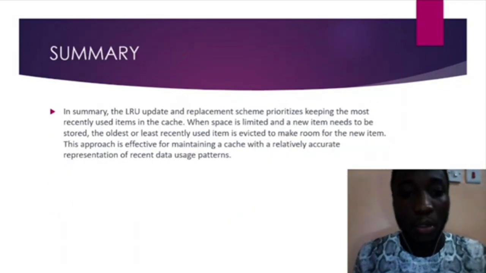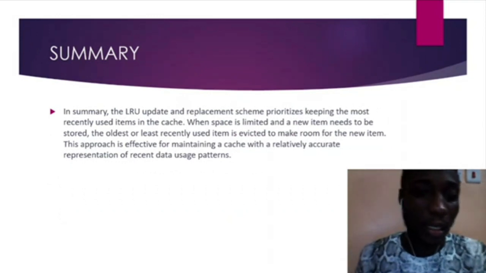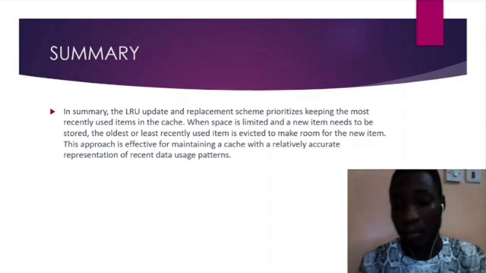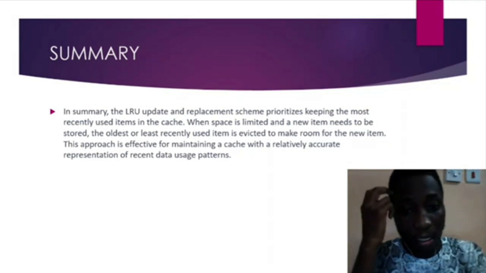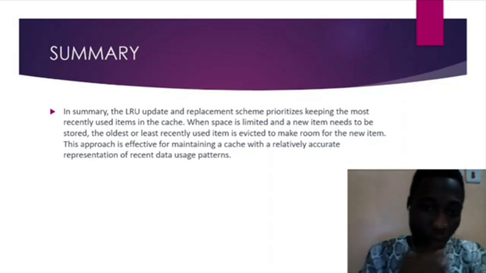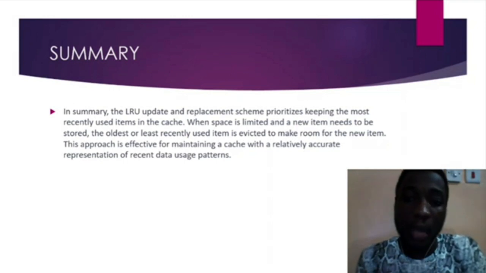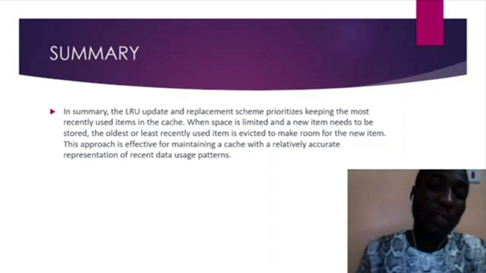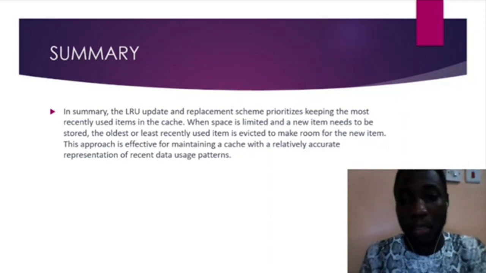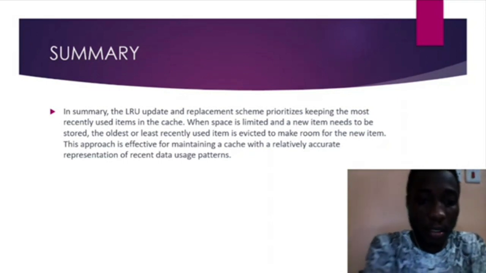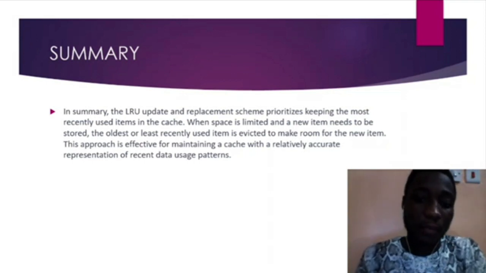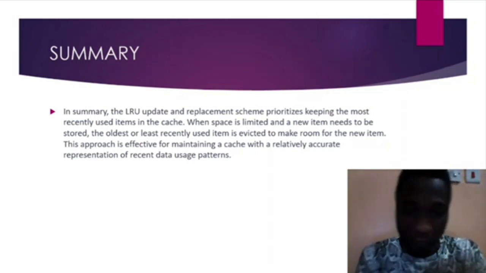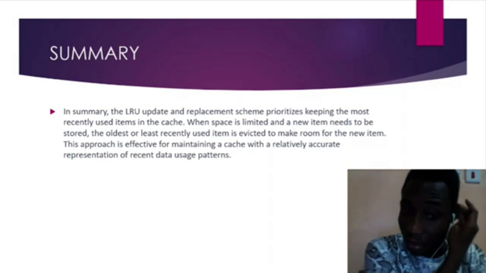So to end this presentation, the LRU update and replacement scheme prioritizes keeping the most recently used items in the cache. So when space is limited and a new item needs to be stored, like I said, the oldest or least recently used item is evicted to make room for the new item. This approach is effective for maintaining a cache with a relatively accurate representation of recent data usage patterns.